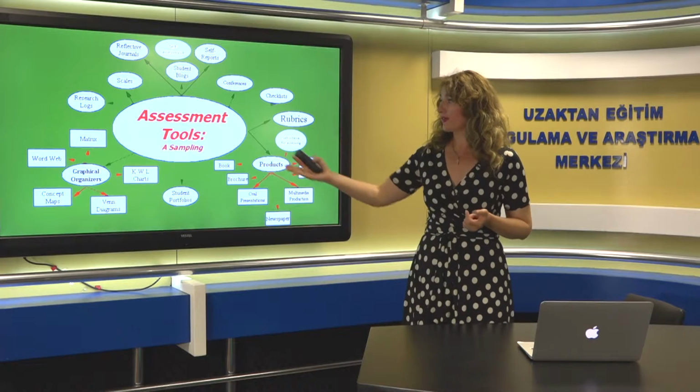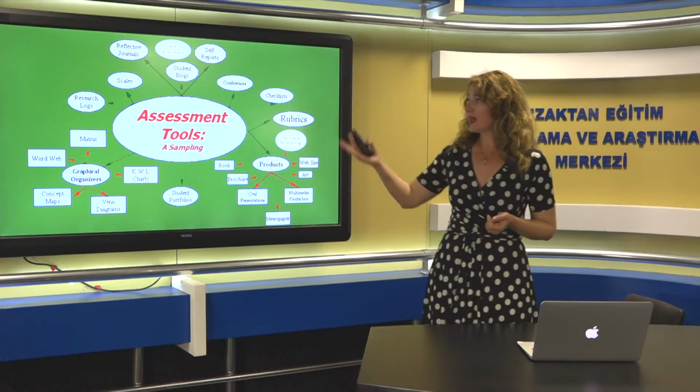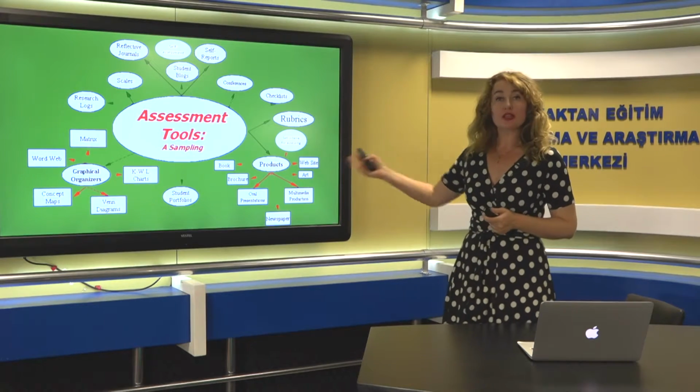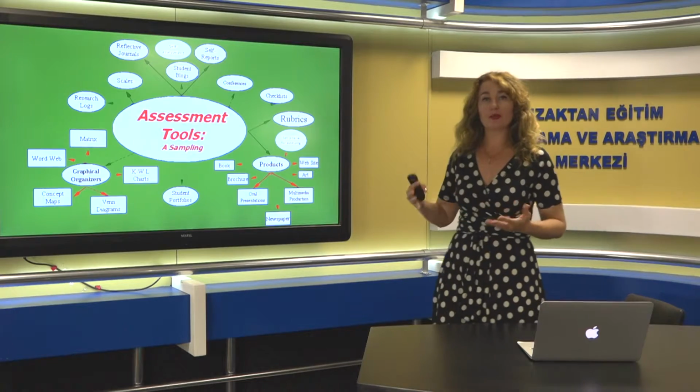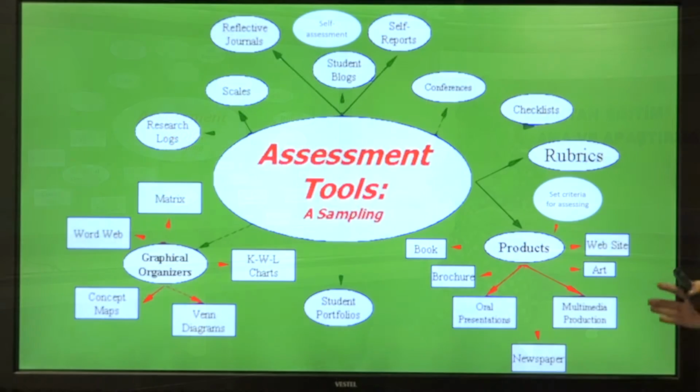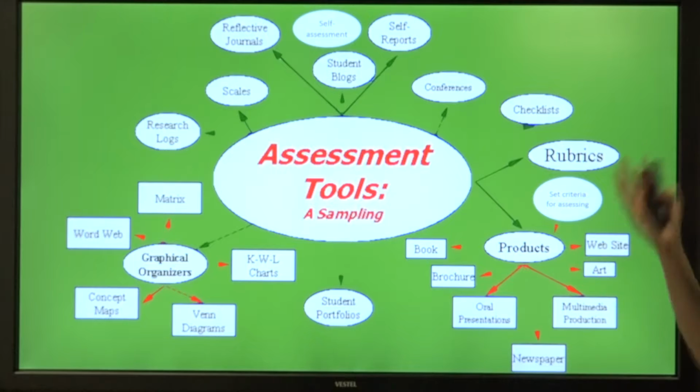So here they are: graphic organizers, concept maps, word web, matrix, different types of charts, products which students can develop within the context of the course, books, brochures, oral presentations, newspapers, multimedia products, arts, websites. And within the product evaluation, we have to design proper rubrics which would be transparent, explicit, and clear for our students to understand what exactly is taken into account for evaluation and for overall grading.